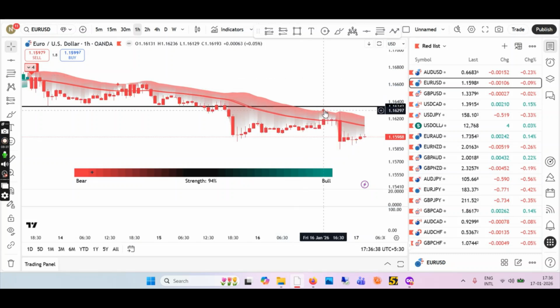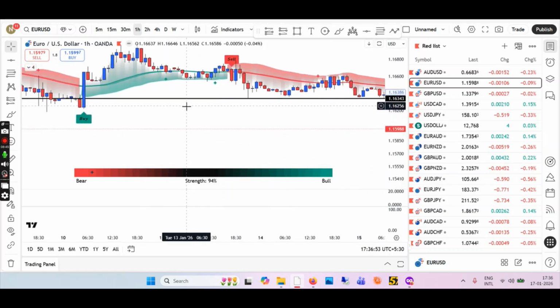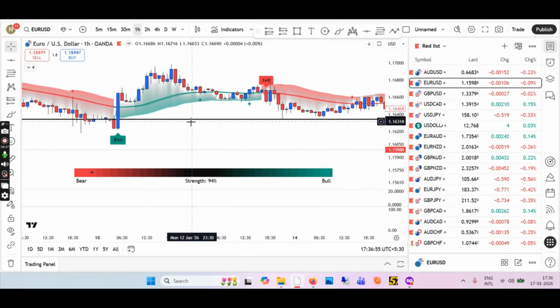Now we have these diamonds as well. These diamonds show you the pullback inside the trend. Now what do we have here? I think we are doing intraday trading. So we are done with this. Now let me show you the buy example, when to trade and when not to trade.